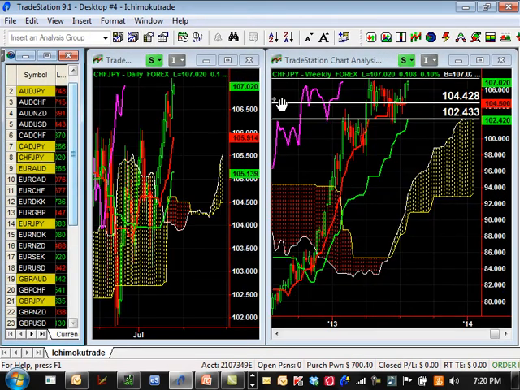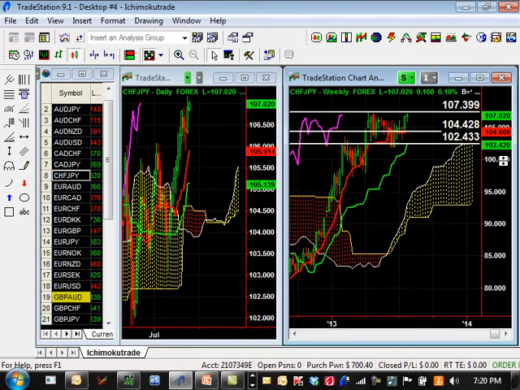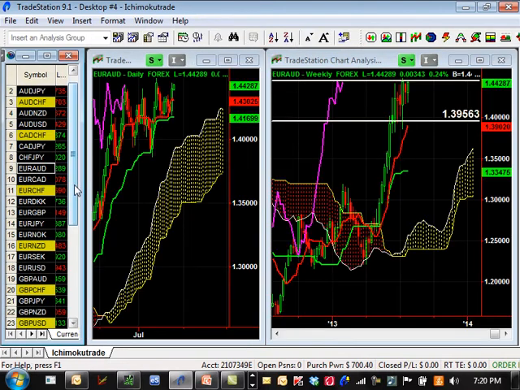Swissy Yen. Really, it's still trending here, very strong, just like the CAD yen, but this seems to be stronger. It's butting against its resistance right now, which is 107.39. Support on this one's going to be 104.42. Let's go look at the Euro pairs now.